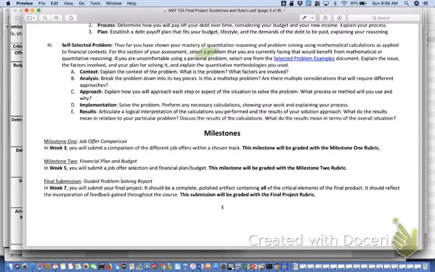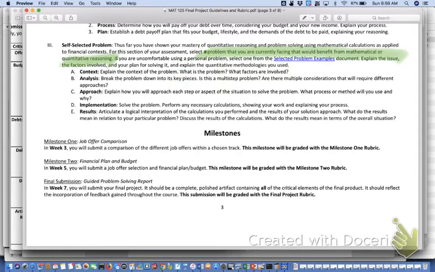First of all, it says, select a problem you are facing currently that would benefit from mathematical or quantitative reasoning. Now, I need to tell you that if you want to use your own personal problem, I need you to email me and let me look at the problem and approve it, and that needs to be done by Wednesday night. I need you to send me an email saying, this is the problem I was thinking about using. Will this one be okay?